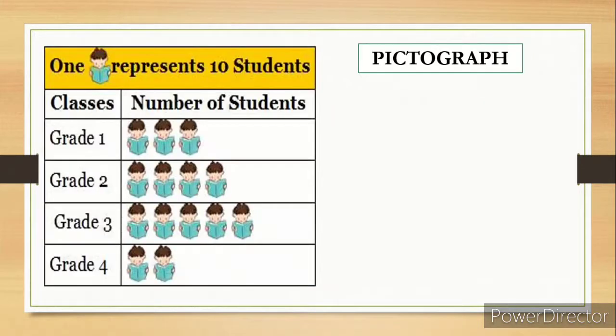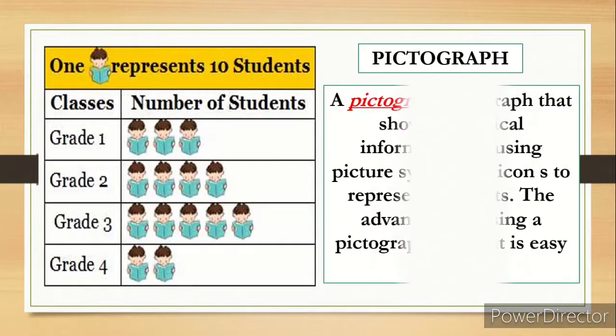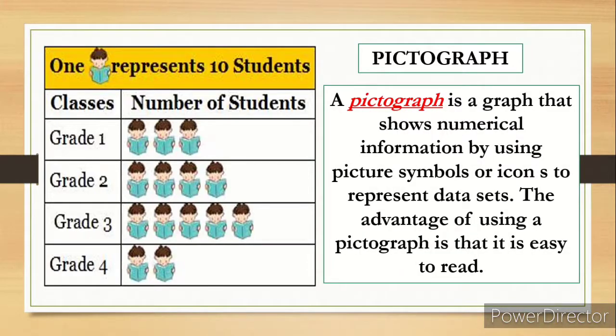Next, we have pictograph. A pictograph is a graph that shows numerical information by using picture symbols or icons to represent datasets. The advantage of using a pictograph is that it is easy to read, like this one. We have here the classes grade 1, grade 2, grade 3, and grade 4. Then number of students. One picture represents 10 students. So in this case, for grade 1, we have 10, 20, 30 students.